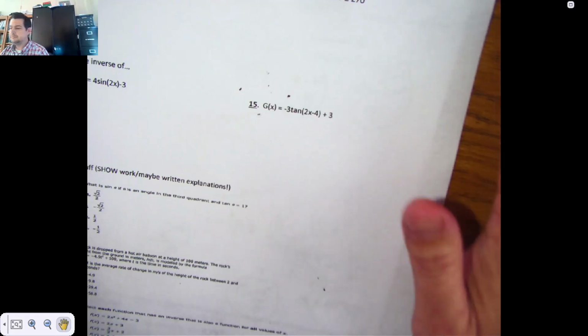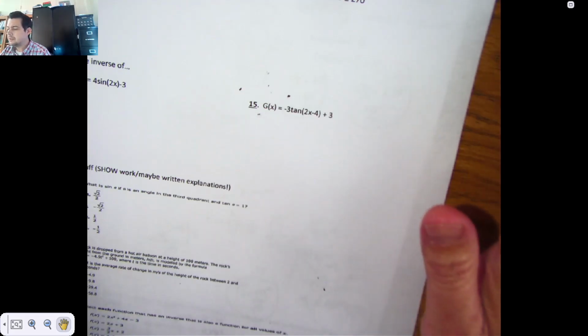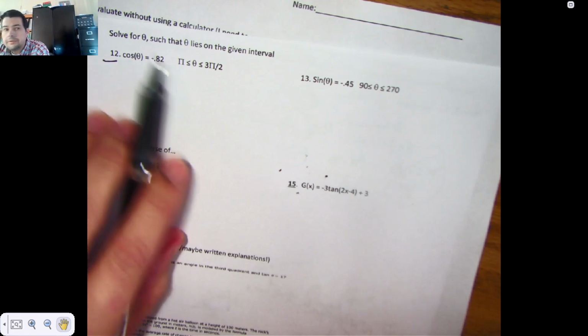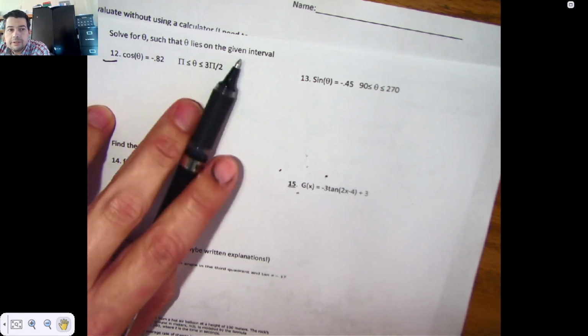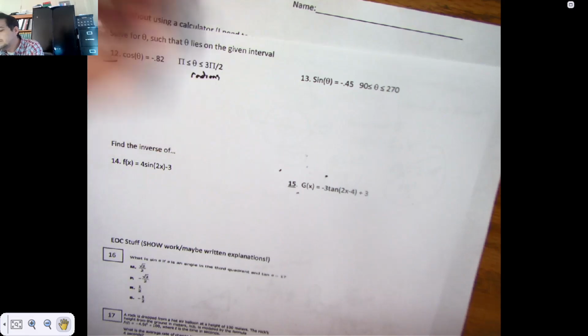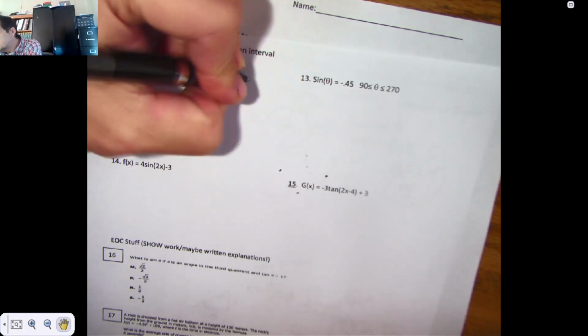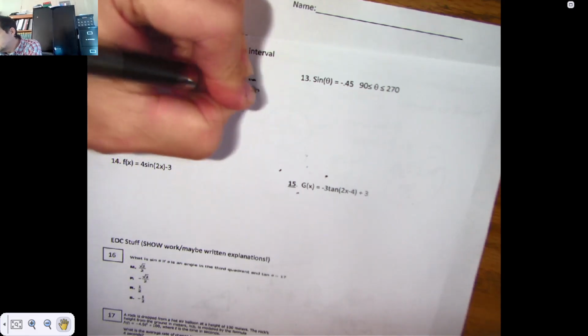That was 10. What else have I got highlighted back here? I've got 15 highlighted, which is a find the inverse. I should probably do one of these up top too. I'll do 12. Solve for theta such that theta lies on the given interval. And notice that these are radians. So the calculator in radian mode.